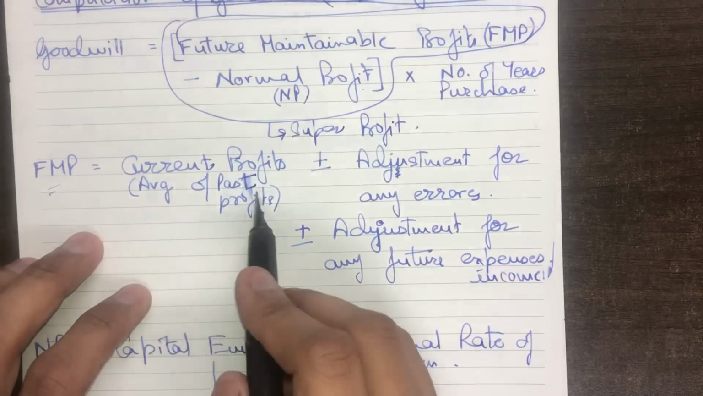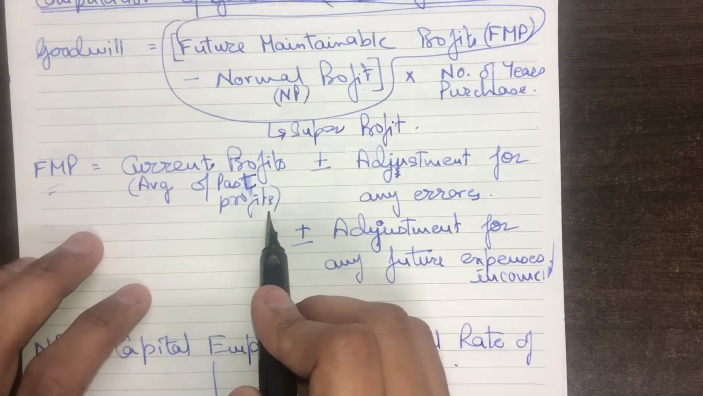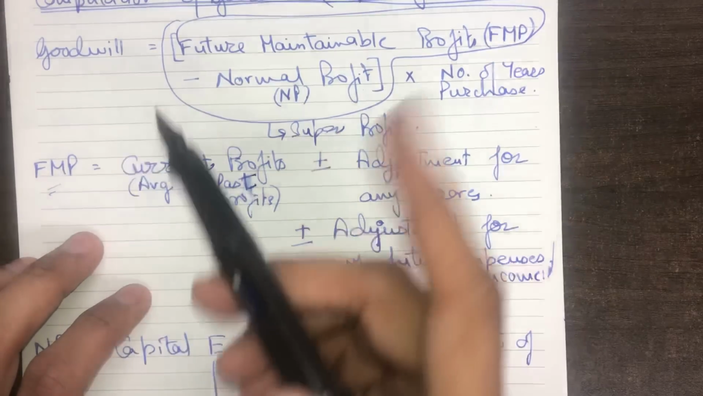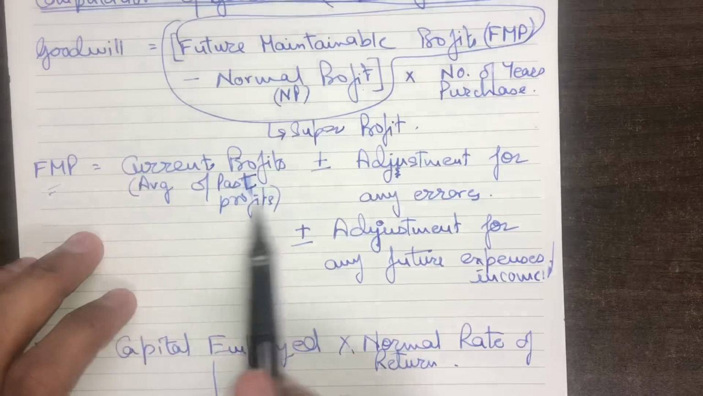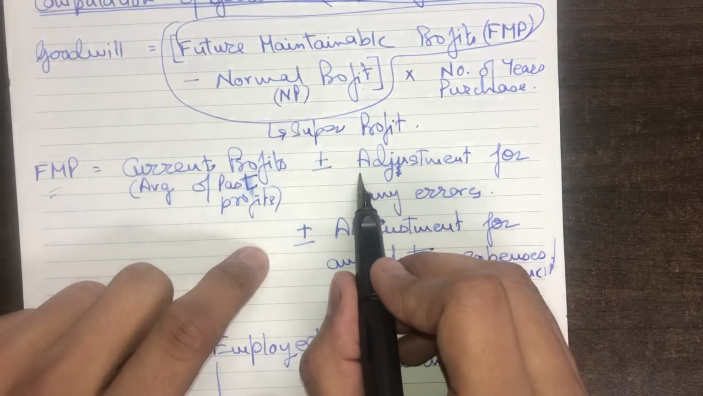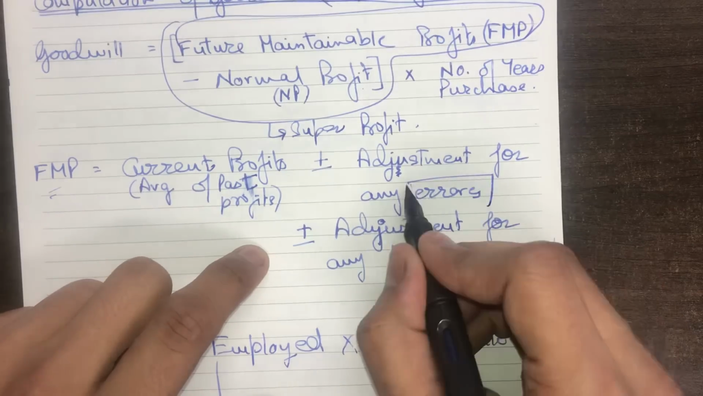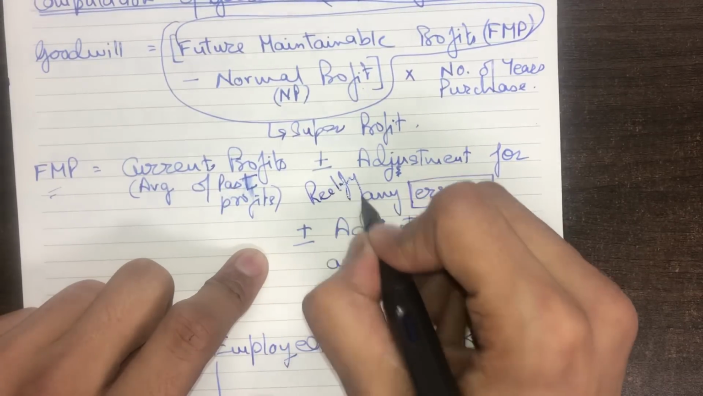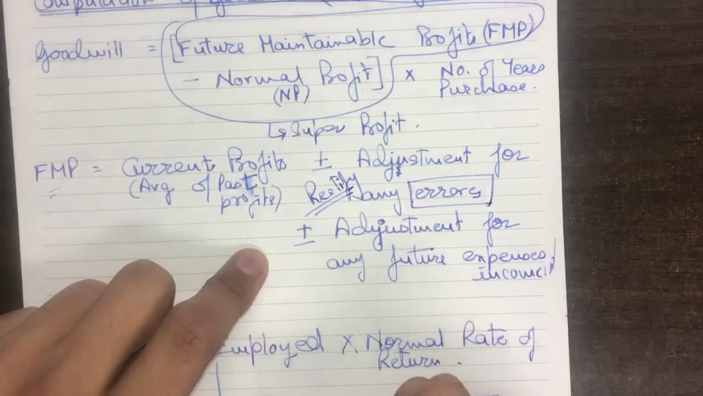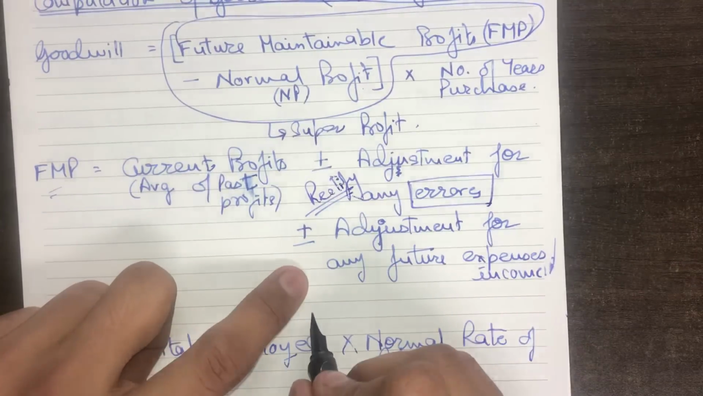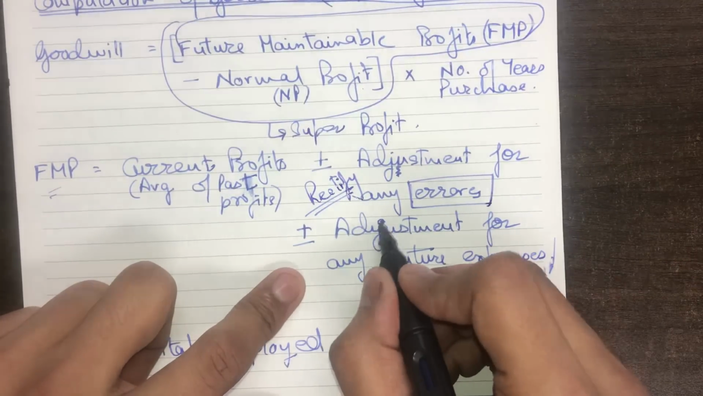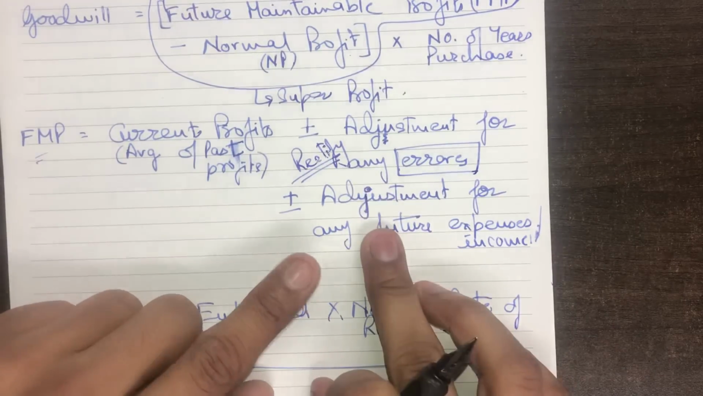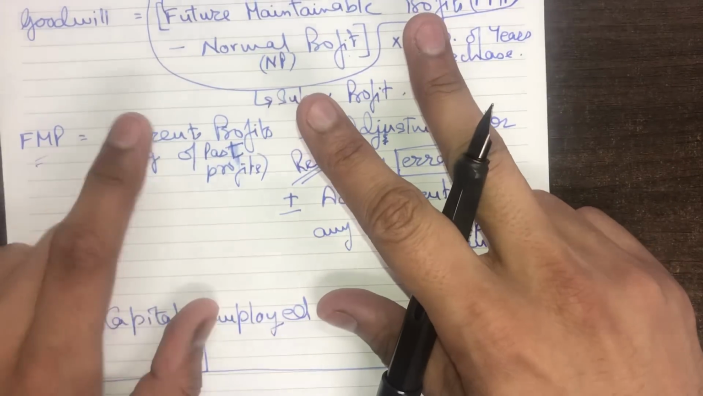Then you have to take the average of those past 5 years or 4 years of profit, which will represent the capacity of your earning in future as well. So you will take the current profits. First of all, you will adjust for any errors. If there are any errors, then you will rectify those errors. This step is known as rectification of errors. And then you will adjust any future expenses which you expect, or any future income which you expect. So two adjustments are required in current profits.